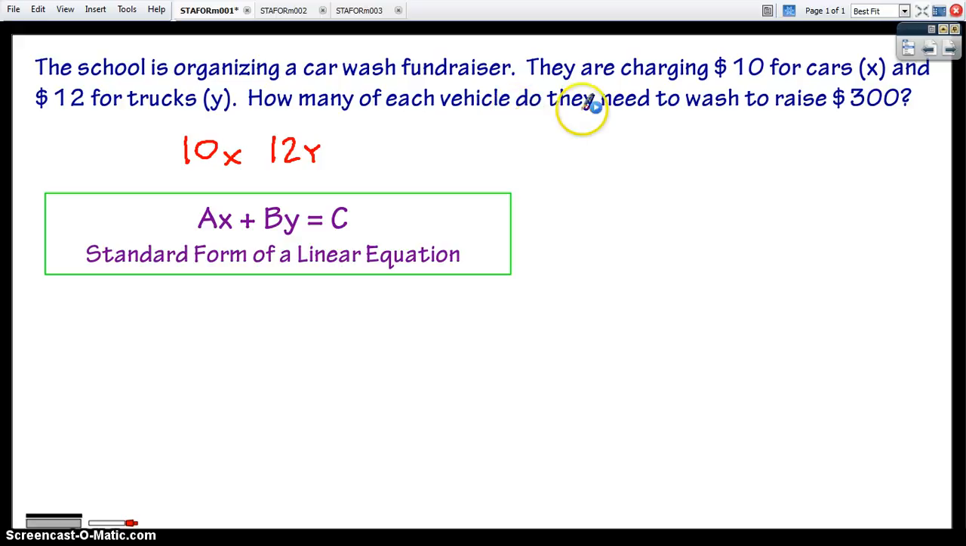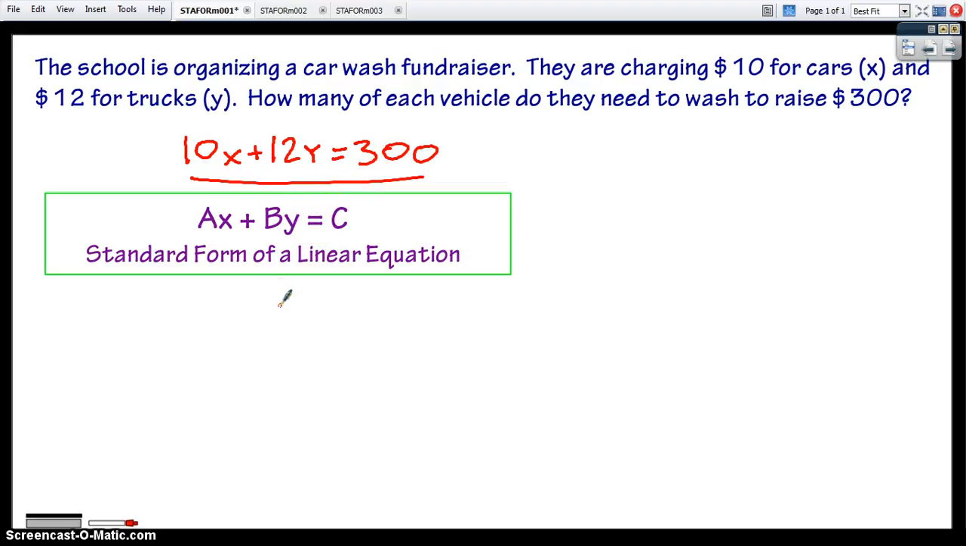Now, how many of each vehicle do they need to wash to raise $300? If this gives us the total amount of money from the cars and this is the total amount of money from the trucks, then we can add those totals together to get a combined total of 300. Notice how in the simple act of creating the equation from the word problem, we get something that's already in standard form: ax or 10x, plus by or plus 12y, equals c, 300.